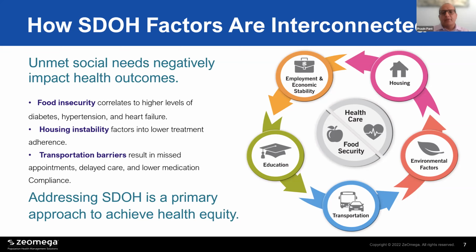So, Dr. Keogh, since we're talking about these interconnected SDOH factors, how do you see some of those connections playing out in practice? And what does that tell us about how we can improve the lives of children?